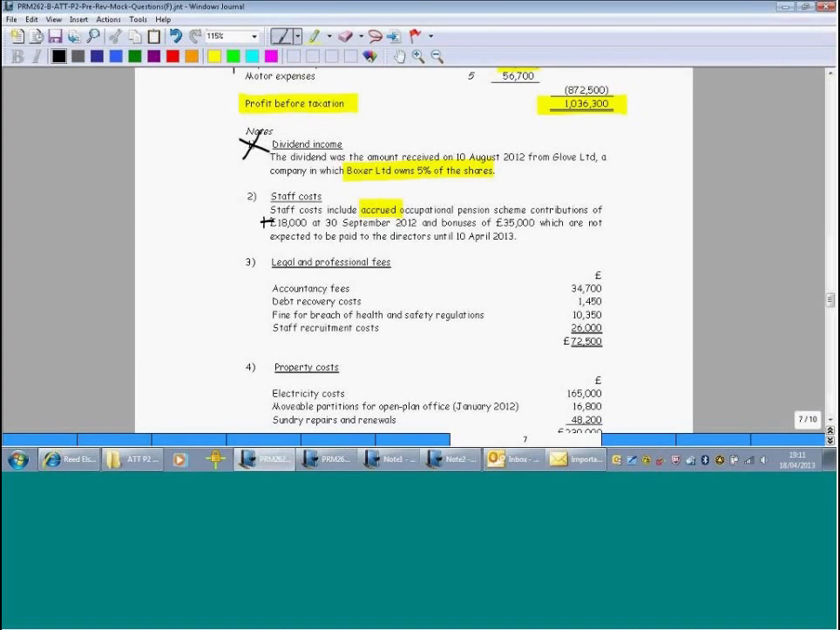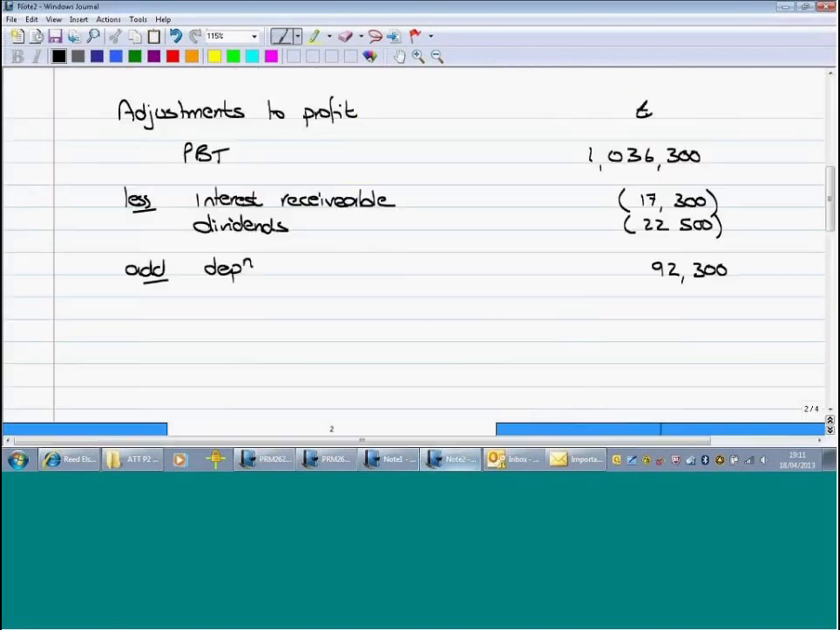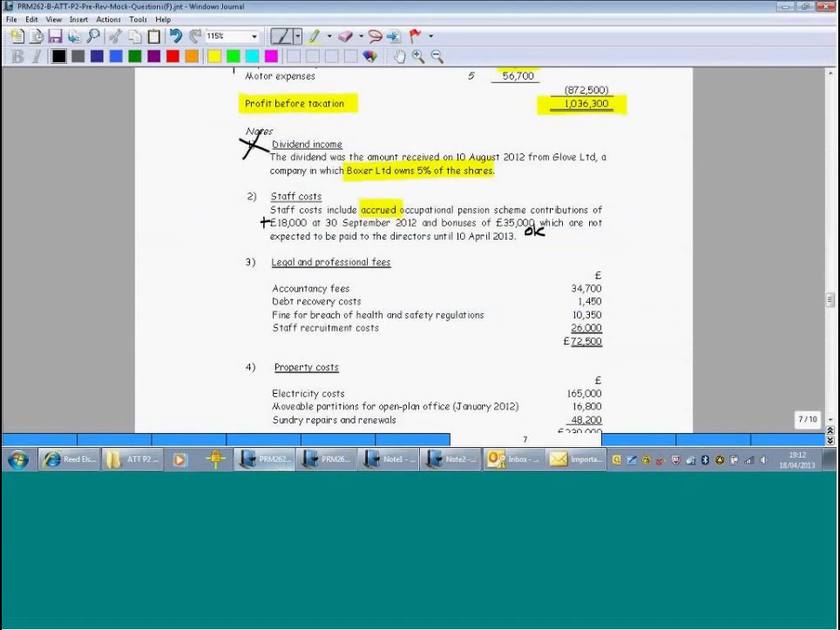Well, remember, we're looking at a year end of the 30th of September 2012. Provided those bonuses that are included in those accounts are paid within 9 months after the 30th of September, then they're okay. So October, November, December, January, February, March, April, well, they're going to be paid within 7 months of the year end, so they are okay, and hence no adjustment is going to be required for those. So all we've got to do here is in my adjustments to profits working, we're going to add back the accrued pension contributions of £18,000. And I'll tick those off. I've dealt with them.